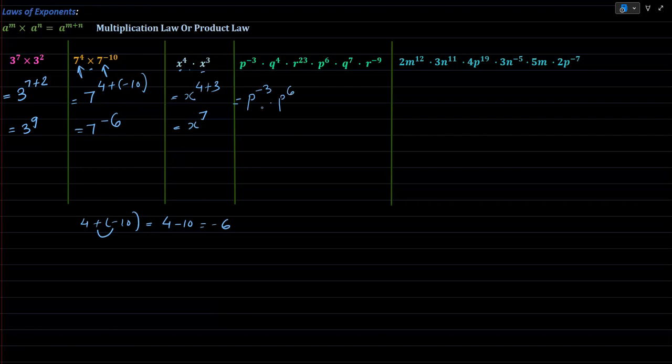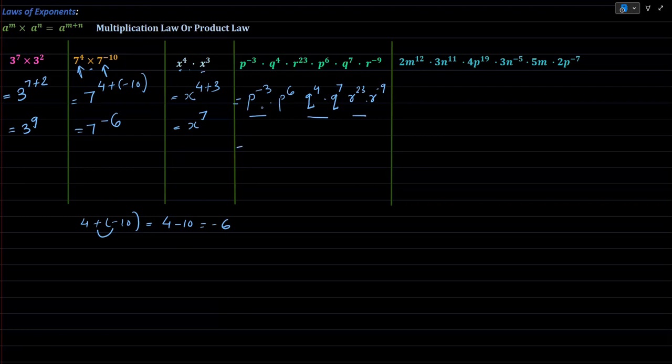Let us make the pair with base Q, that is Q to the power 4, and I can see another number with base Q, that is Q to the power 7. Finally, I have the number with base R, so R to the power 23, and I can see R to the power minus 9. Now we can apply the law one by one to these groups respectively.